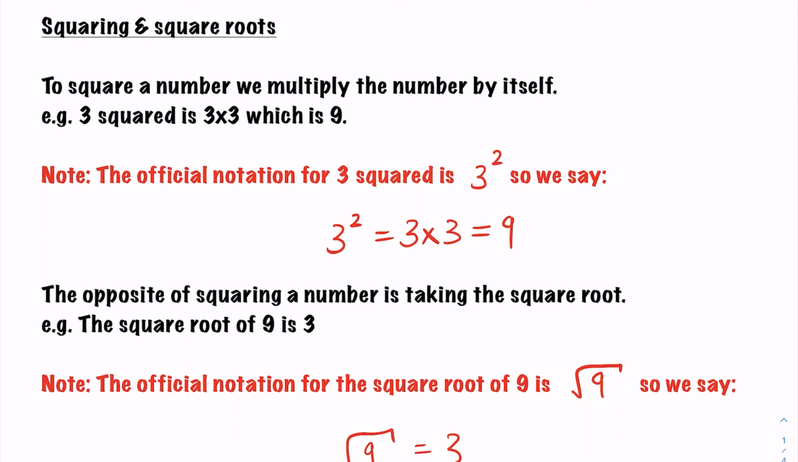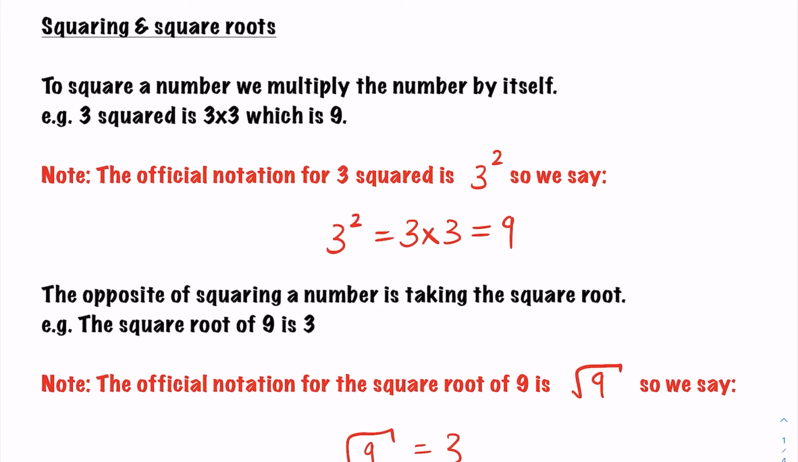And in red here, we've got a little bit of information on the official notation. So this here is the official notation for how we say, mathematically speaking, 3 squared, otherwise known as 3 to the power of 2. So we'd say 3 squared is equal to 3 times 3, which would be 9.